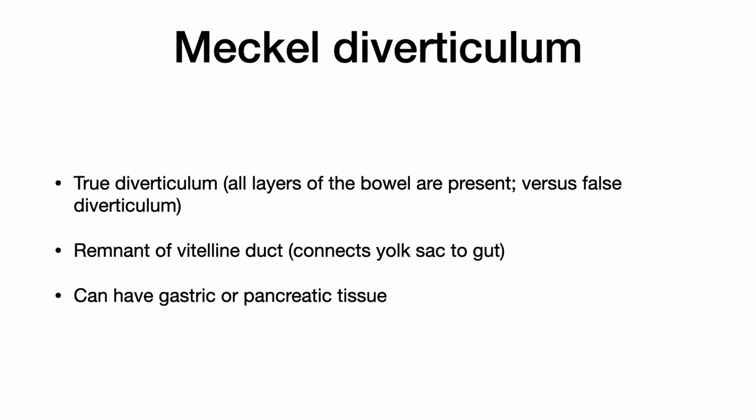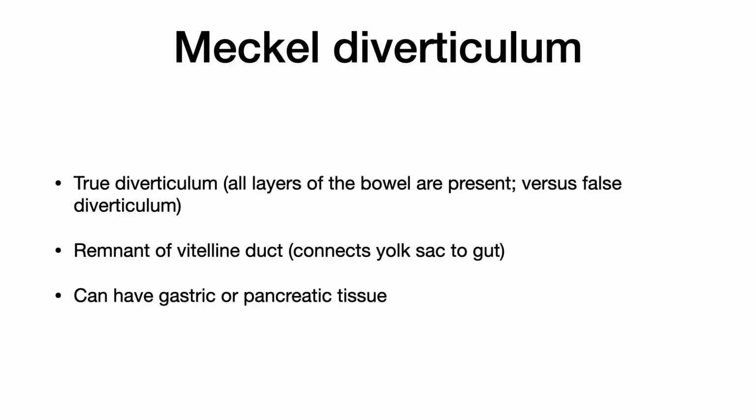Meckel's diverticulum, as I mentioned before, these are true diverticula, so they have all three layers of the bowel, versus the colonic diverticula, which are false and have the mucosa and submucosa but no muscularis wall. It's a remnant of the vitelline duct, and I've also seen omphalomesenteric, and that connects the yolk sac to the gut. And you usually see these in the region of the terminal ileum.